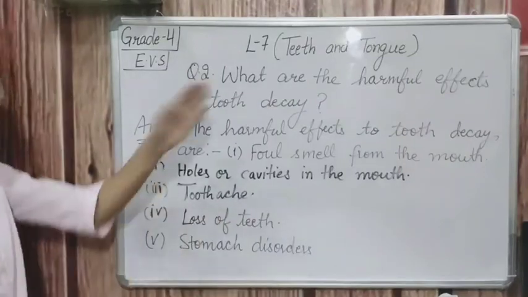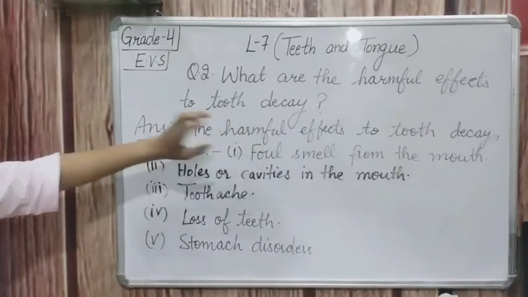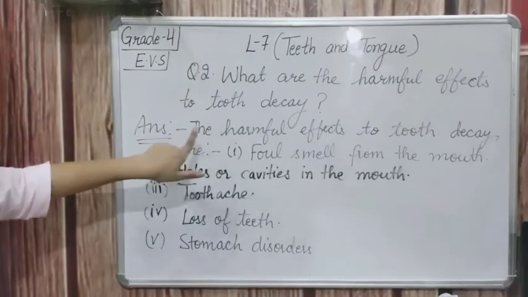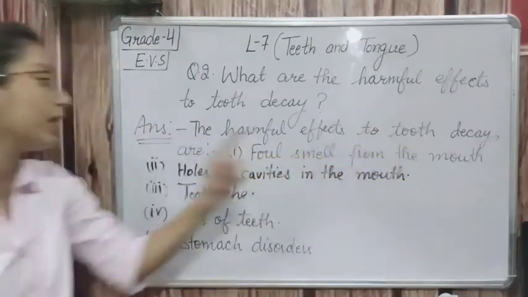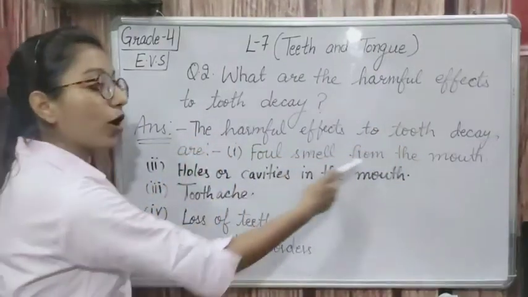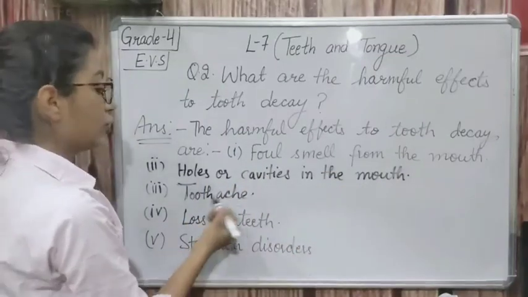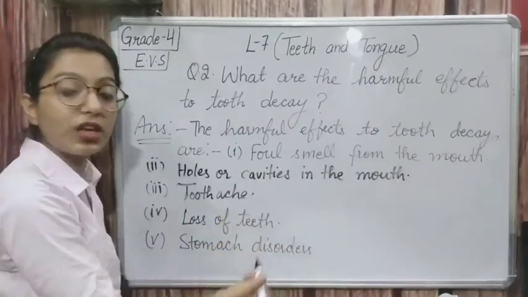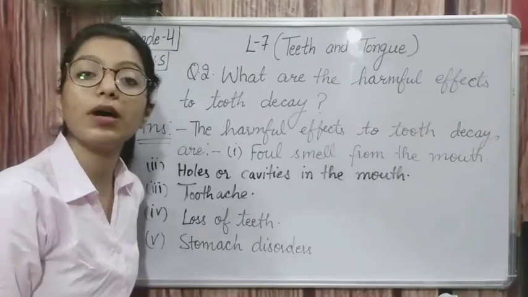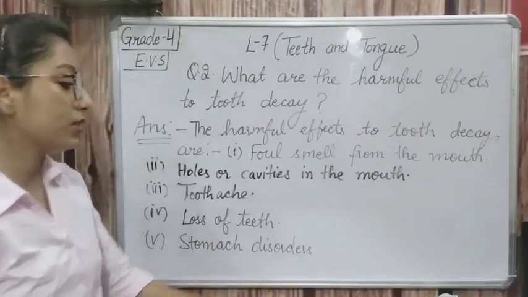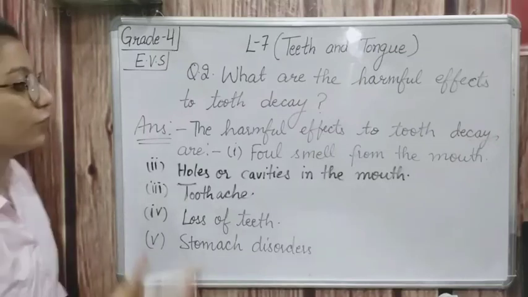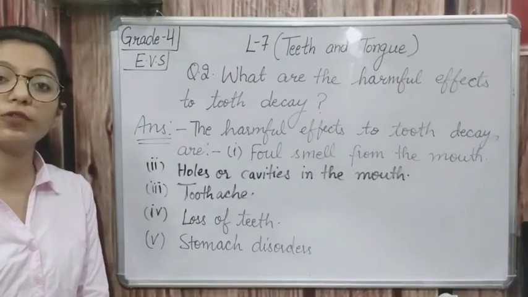Again repeating, what are the harmful effects to tooth decay? The harmful effects to tooth decay are foul smell from the mouth, holes or cavities in the mouth, toothache, loss of teeth, and the last one is stomach disorders. So children, that is all for today. Write it fast, then I will give the homework.